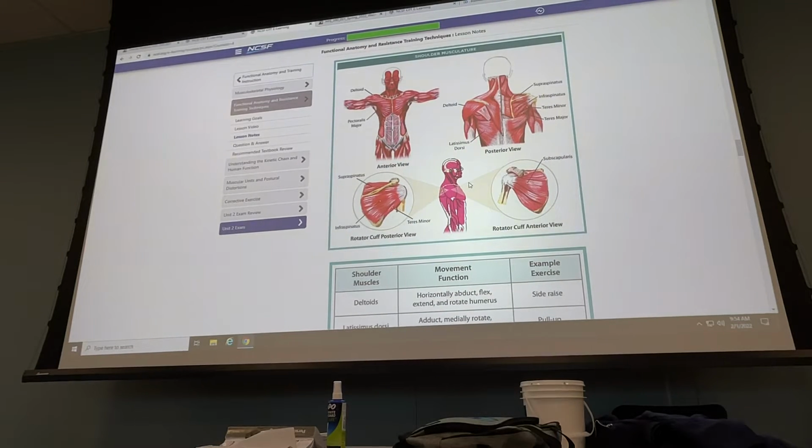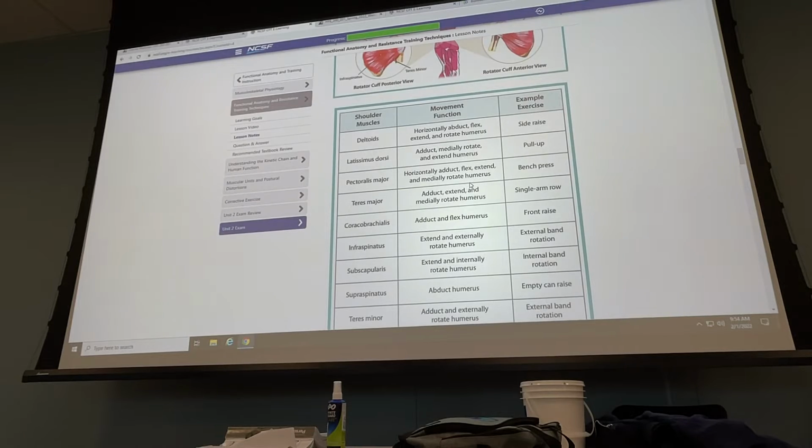Okay, coracobrachialis is located by the humeral head, and I don't think they have a picture here for us, but it also helps extend and externally rotate the humerus. Okay, the humerus is what bone? Point to your humerus. Yep, your upper arm.